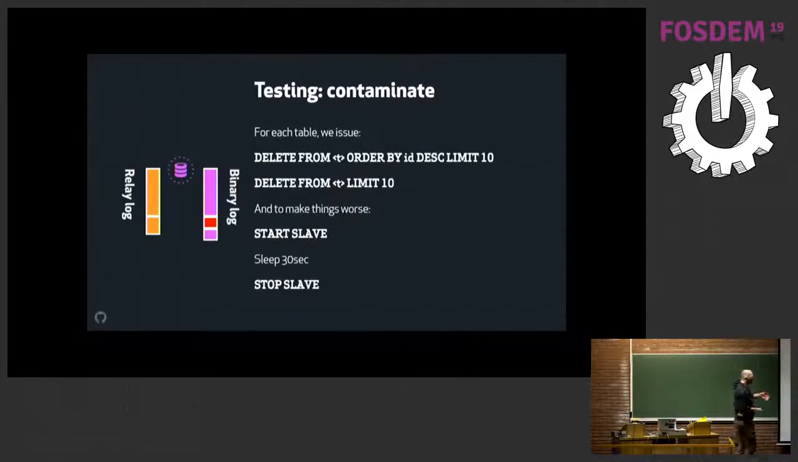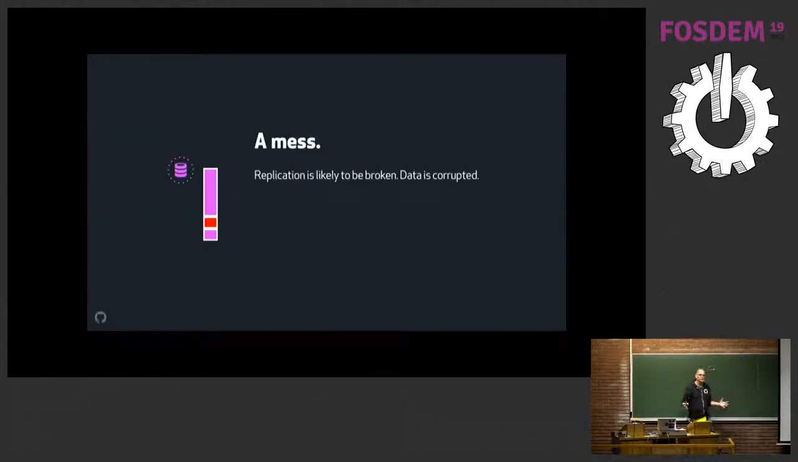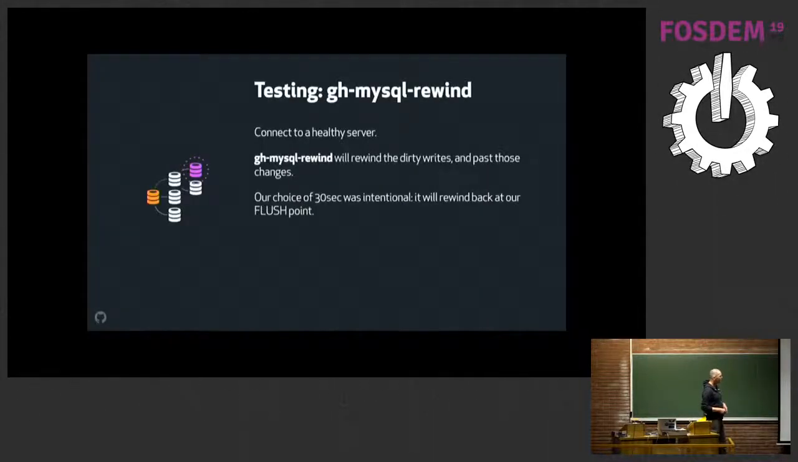Within a second or two, this breaks because there will be a replication problem, right? We just deleted the row, and someone else is trying to update it. Replication will break. We've made a mess. Everything is broken. And this is where we throw GH MySQL Rewind into the game. It uses the algorithm we described earlier, fixes the situation, and moves us back in time.